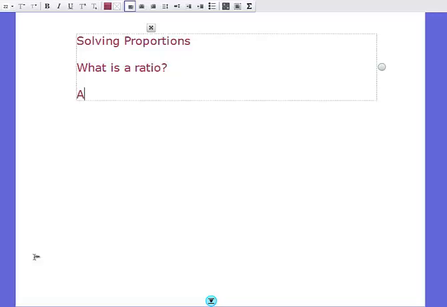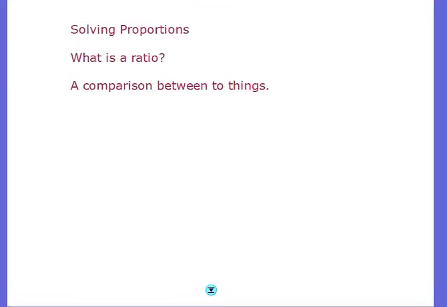A ratio is a comparison between two things. If we're talking about sports, statistics is a huge comparison. For instance, if somebody played 20 minutes per game, that's a comparison between minutes to a game.